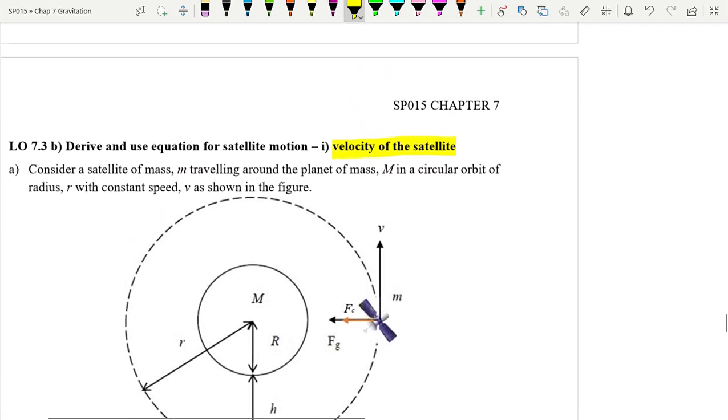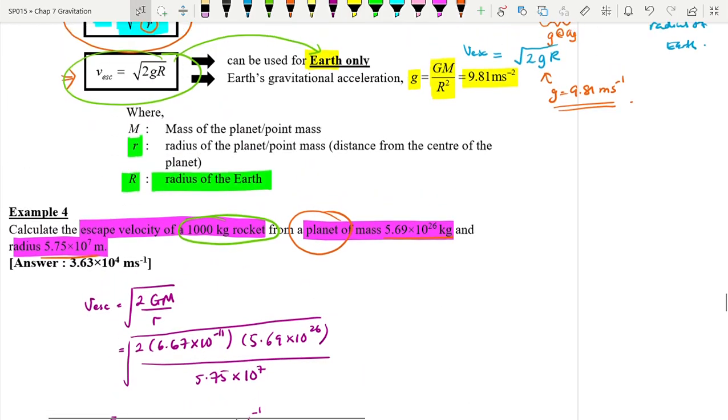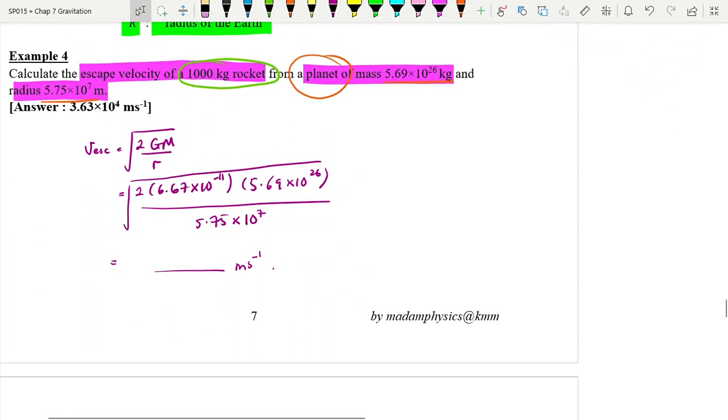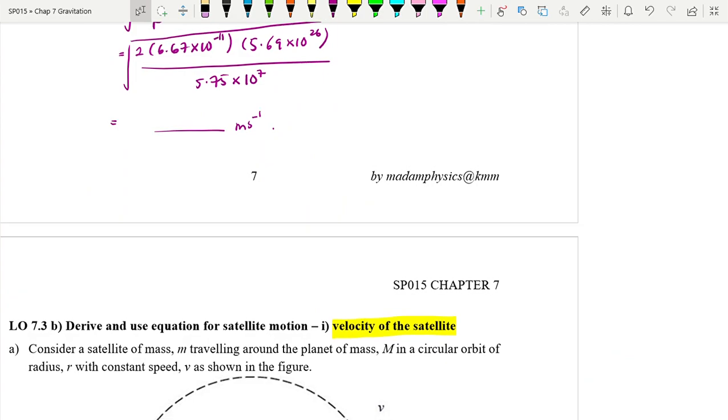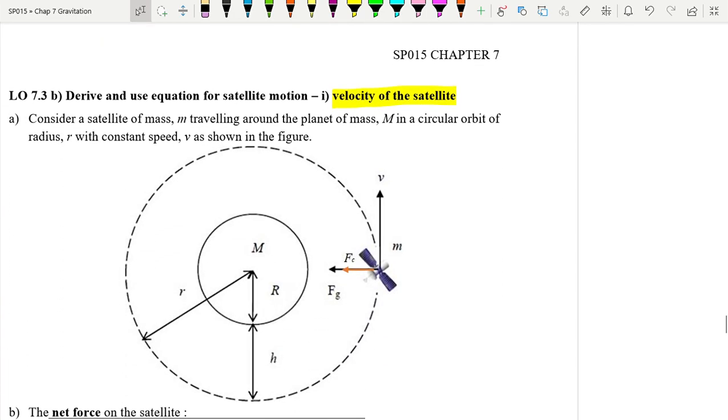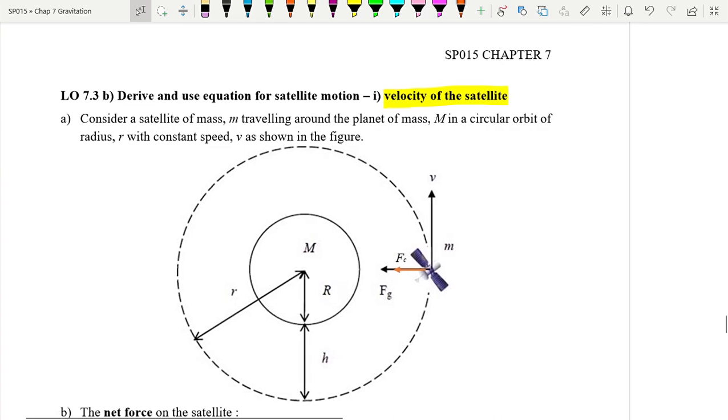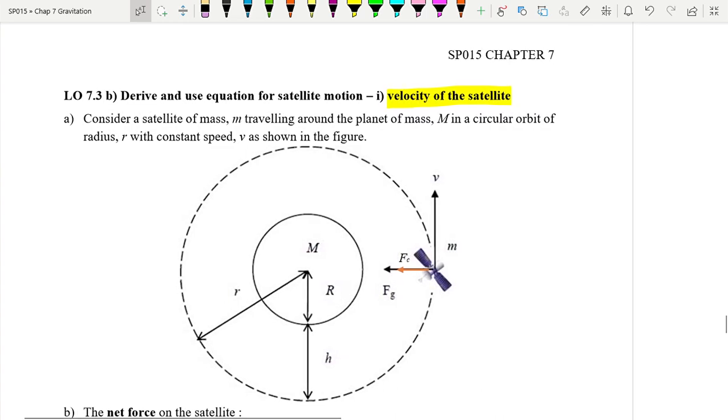Okay, so apa beza velocity dengan satellite dengan velocity escape tadi? Of course ada beza. Macam tadi saya bagi contoh roket nak escape completely from the surface of any planet. Tapi bezanya untuk velocity of satellite dekat sini, kita tengok contoh gambar ni. Okay, ada satu satellite yang orbiting around a planet. Kat tengah-tengah ni adalah planet. Tak kisahlah planet apa pun, Earth ke, Moon ke. Yang penting ada satellite yang sedang orbit around a planet.